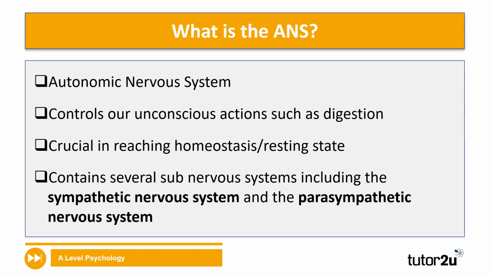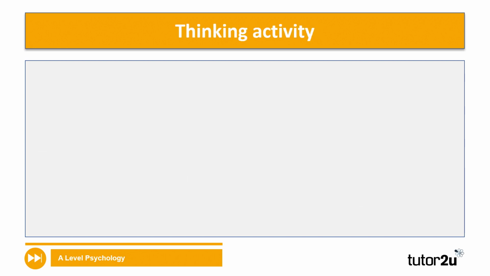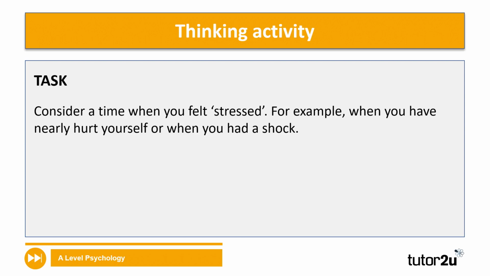And it contains several sub-nervous systems, including the sympathetic and the parasympathetic nervous system, as you saw earlier on the diagram. Let's have another thinking activity. So this time, consider a time when you felt stressed. For example, this might be when you've nearly hurt yourself, when you've had a shock. It could be something that's given you a fright or a particularly stressful situation you found yourself in.